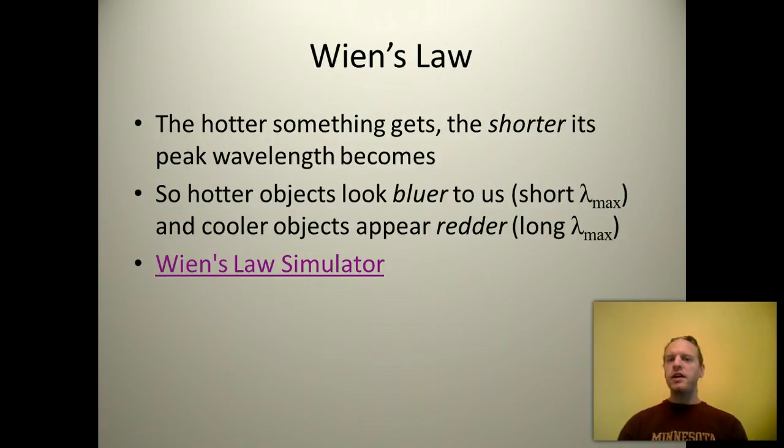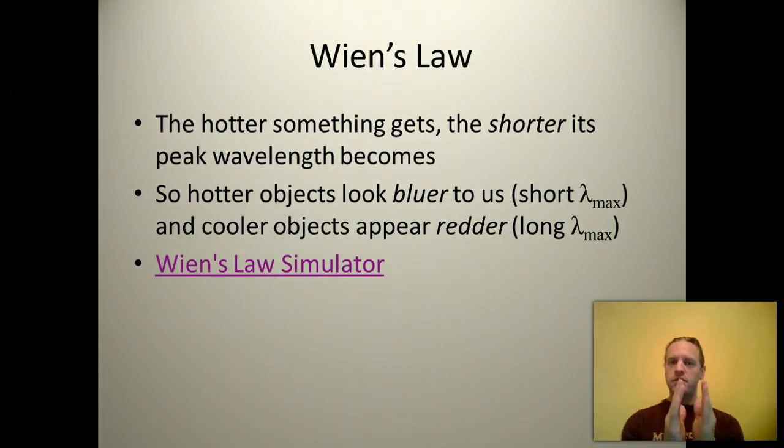And what it says in short is that the hotter something is, the shorter its peak wavelength. The way to think about that is when something gets hotter, its temperature goes up, the energy of light that it gives off is also higher. So the hotter something is, the higher energy light. And we know that higher energy light has a shorter wavelength. So it's kind of an A leads to B leads to C type of reasoning, but the hotter something is, the shorter the wavelength it gives off. So what that means is that a very hot object has a very short wavelength.